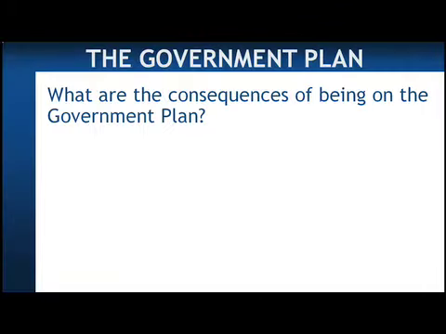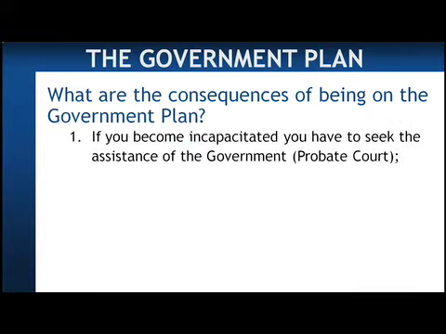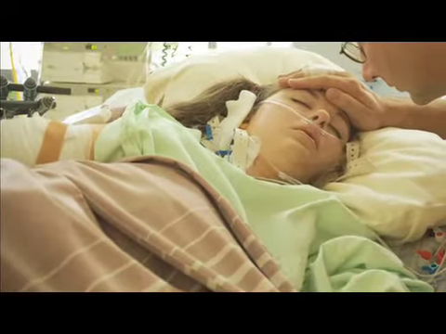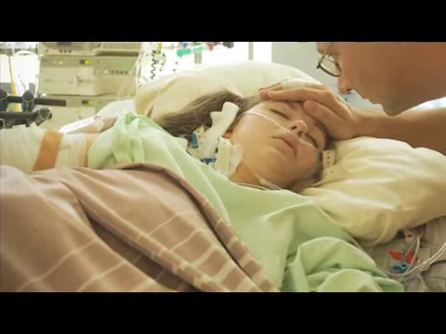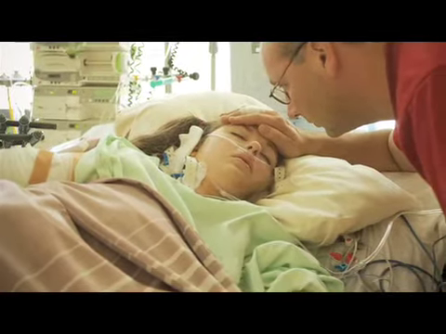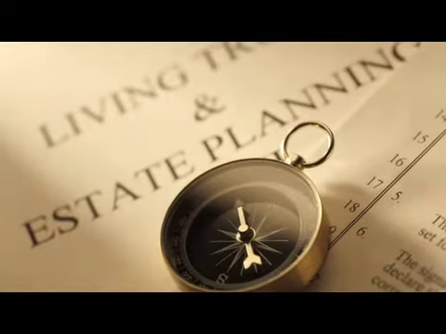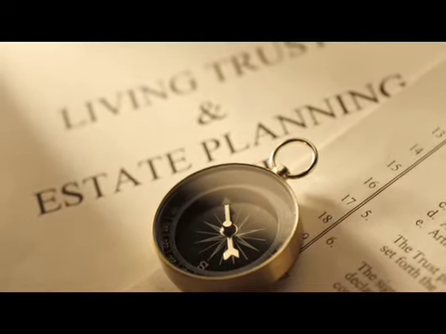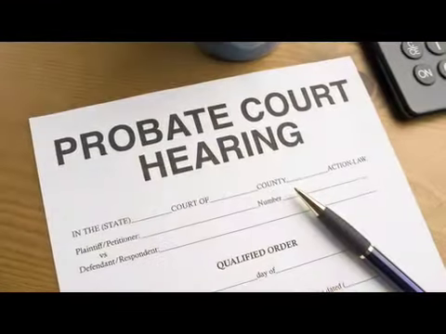Okay, so what's so bad about the government plan? That is, what are the consequences of being on the government plan? If you become incapacitated, you or someone you love will have to seek the assistance of the government, that is the probate court. You see, the essence of incapacity is that one cannot act on one's behalf. In other words, you are either in a coma or in some other manner no longer able or have the legal capacity to act on your own behalf. If this happens, someone else must be authorized to act for you.